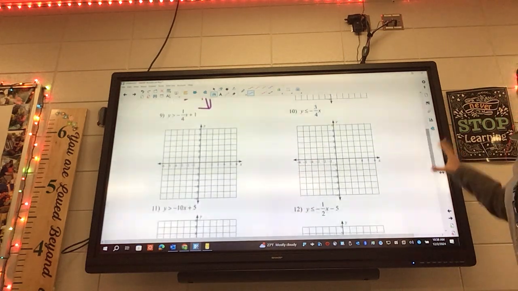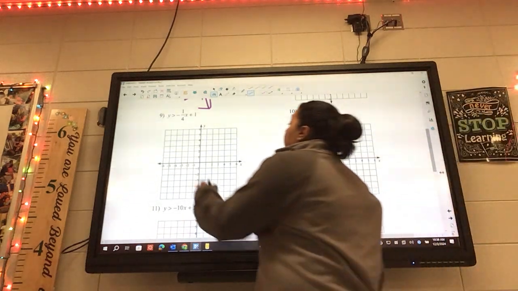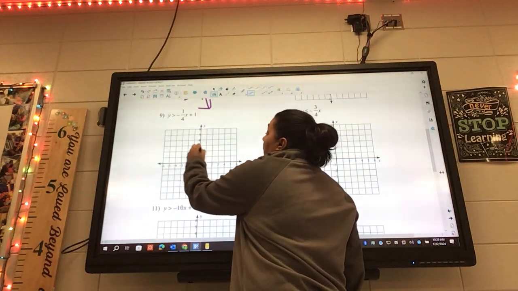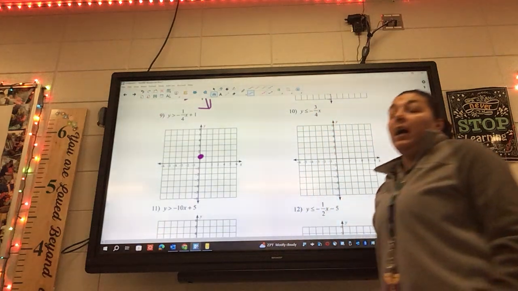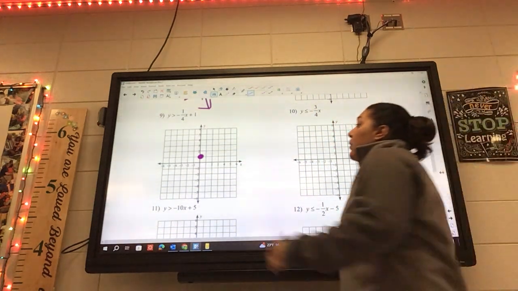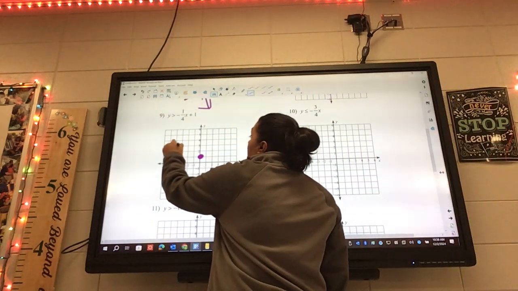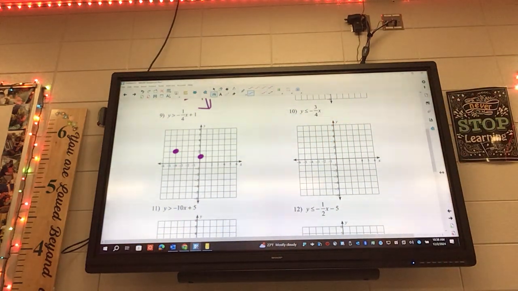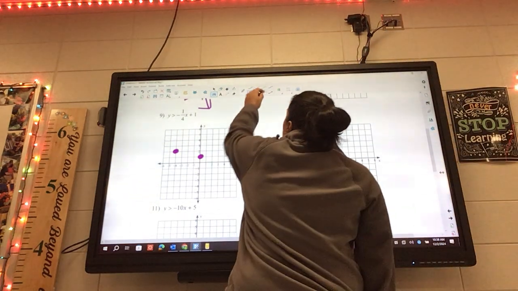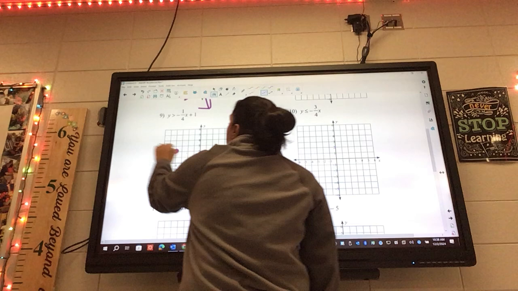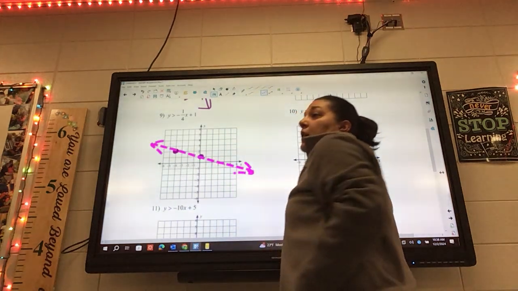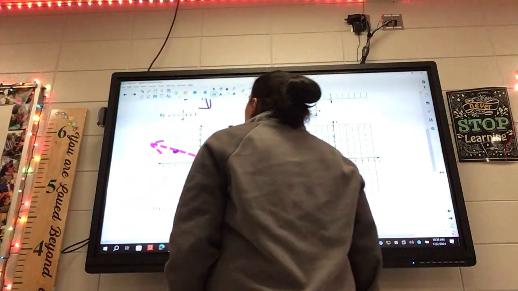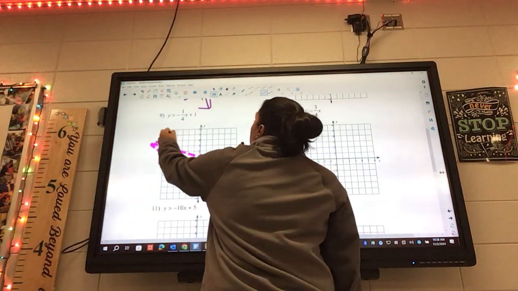Okay, number 9. The graph starts at 1. And my slope is up 1 and then over 4. Up 1, over 4, to the left. Is that going to be a solid or a dotted line? Dotted line. Am I going to shade above or below? Above.